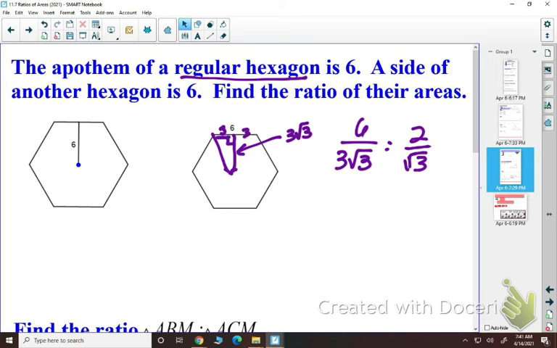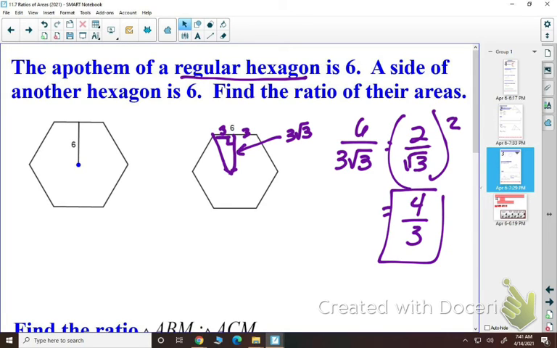Now remember, we can't have a radical, or let's just leave it at this, because since they're similar, we have to square it. So 2 squared is 4, and root 3 squared is 3. So this is a 4 to 3 ratio. What I was starting to do is to eliminate the radical in the denominator, but knowing that we're going to square it, it's going to go away once we square it.